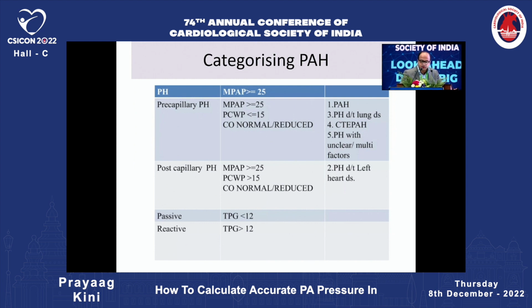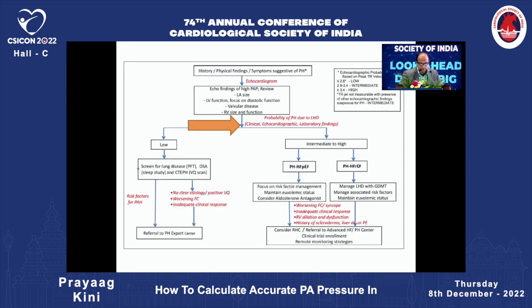We have to categorize PH. PH overall is categorized as either a precapillary PH or a postcapillary, depending upon which is the one that is causing it. Is it the LV leading to it, that is a postcapillary, where you will have a high LV EDP, or as reactive and passive. So the initial part of PH is usually the passive PH, and then the active PH gets into it once the obliterative changes in the lungs start to happen.